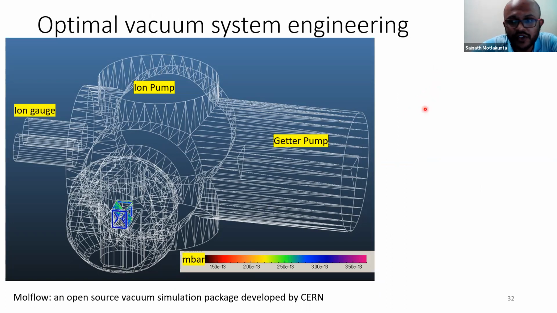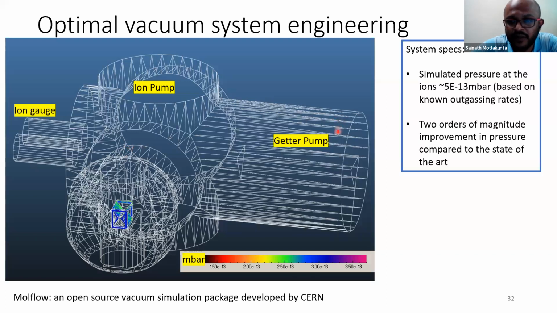Another requirement while building this system is the low decoherence from background collisions, as I talked about before. So using MolFlow, an open source Monte Carlo software, we simulated the steady state pressure, and we estimate around 5e-13 millibar at the region of ions, which is, let's say, 2 orders of magnitude better than the current state of room temperature ion traps.